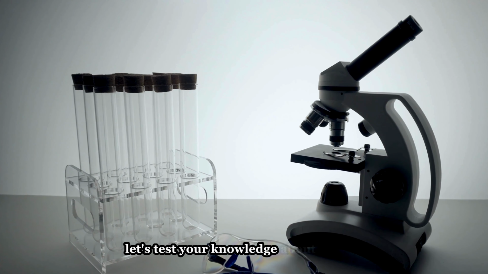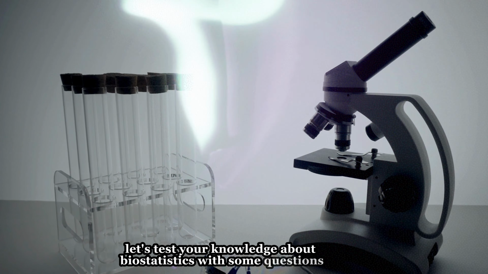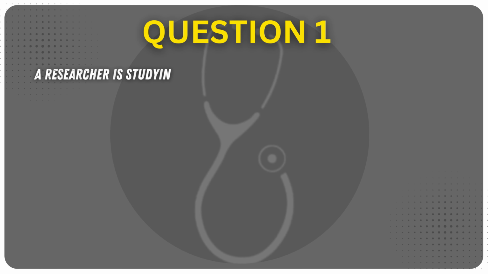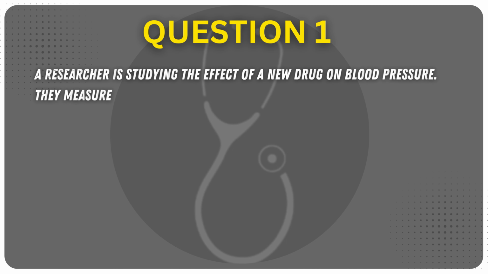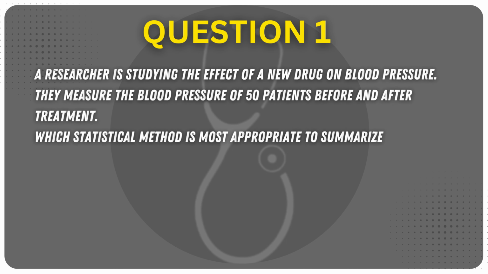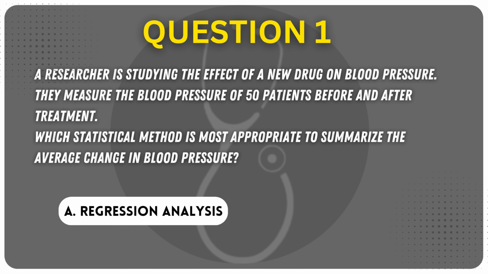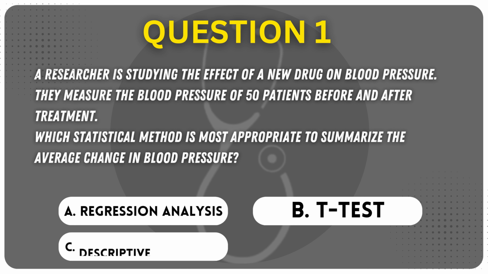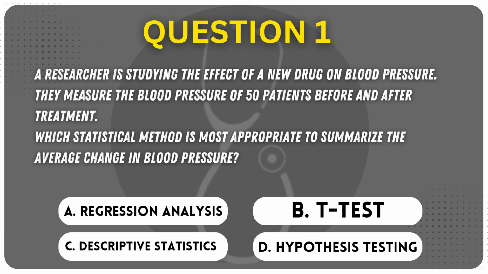Let's test your knowledge about biostatistics with some questions. Question 1. A researcher is studying the effect of a new drug on blood pressure. They measure the blood pressure of 50 patients before and after treatment. Which statistical method is most appropriate to summarize the average change in blood pressure? A. Regression analysis. B. T-test. C. Descriptive statistics. D. Hypothesis testing.